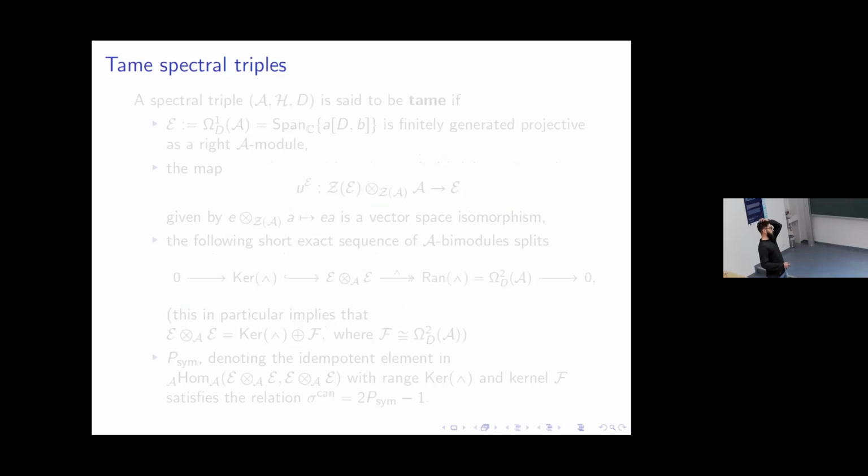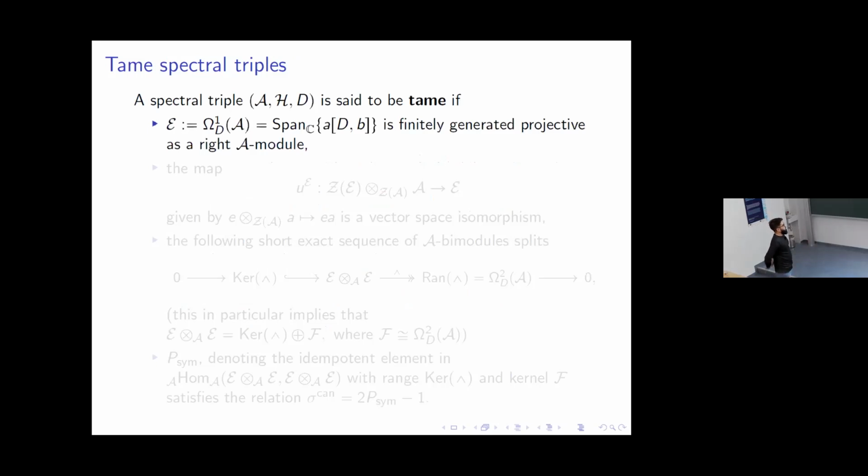All right. So now we go into the definition of Tame spectral triples, keeping in mind that we will model our space of forms on centered bimodules. A spectral triple (A, H, D) is said to be tame if, first of all, we denote by E the space of 1 forms which are canonically constructed from the spectral triple, given as the span of a dB. We assume, as part of the definition, that E is finitely generated projective as a right A module. The second condition that we require is that the multiplication map from the center of the module tensored over the center of the algebra with the algebra, mapping to E, be a vector space isomorphism. In fact, it is a right A module isomorphism as well.